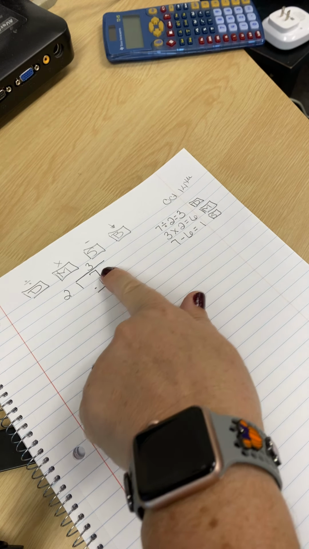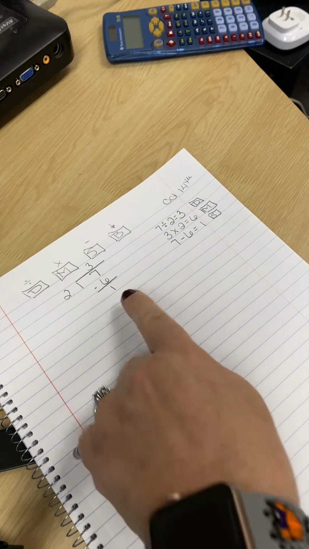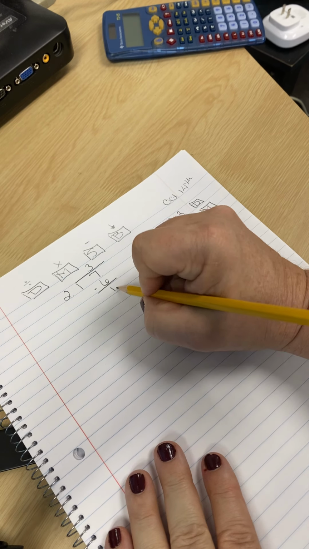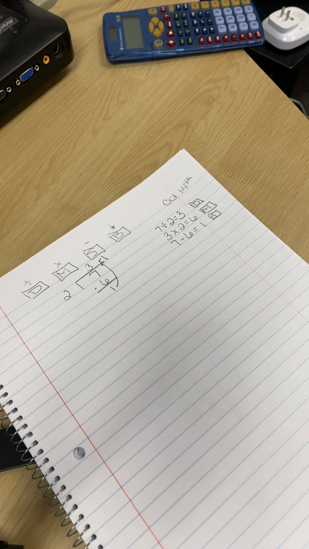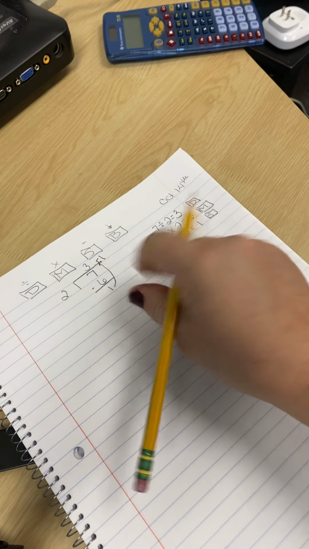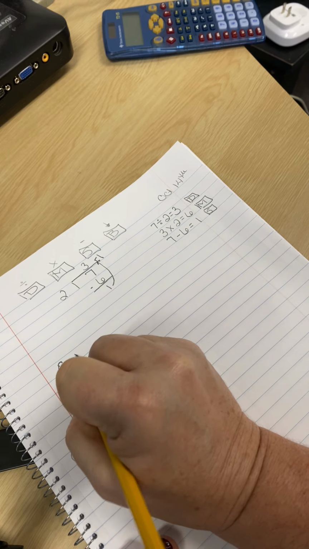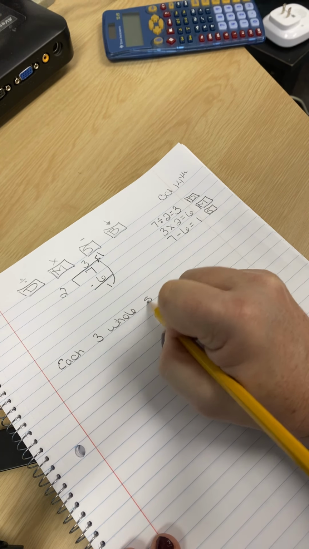I look and I say, are there any numbers left to bring down? No. Okay, that's cool. Is this number less than this number? Yes. So I know that this is my remainder. Except I'm not going to say that they each get 3 hot dogs, remainder 1. I want to change this remainder. So I'm going to say each gets 3 whole sausages.